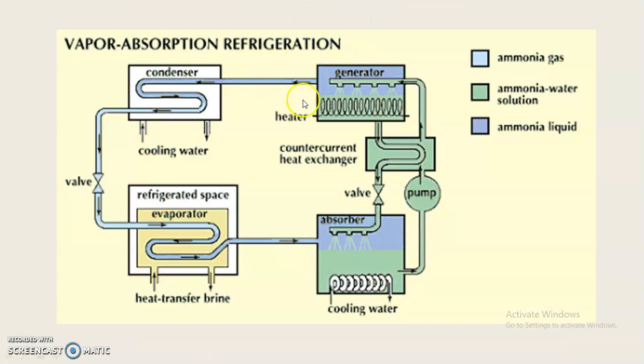Here we have the figure of a vapor absorption system. The blue line shows the ammonia gas. The green line is the ammonia and water solution mixed, and the navy blue line is the dark blue line, which is ammonia liquid.